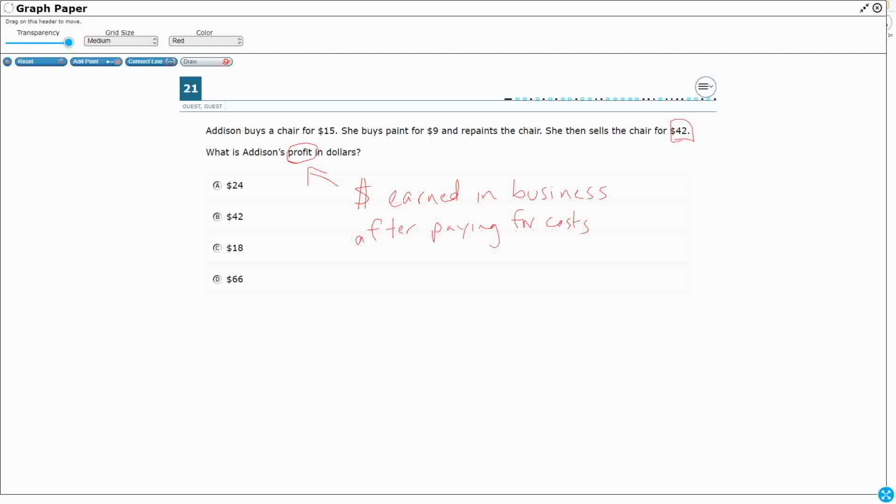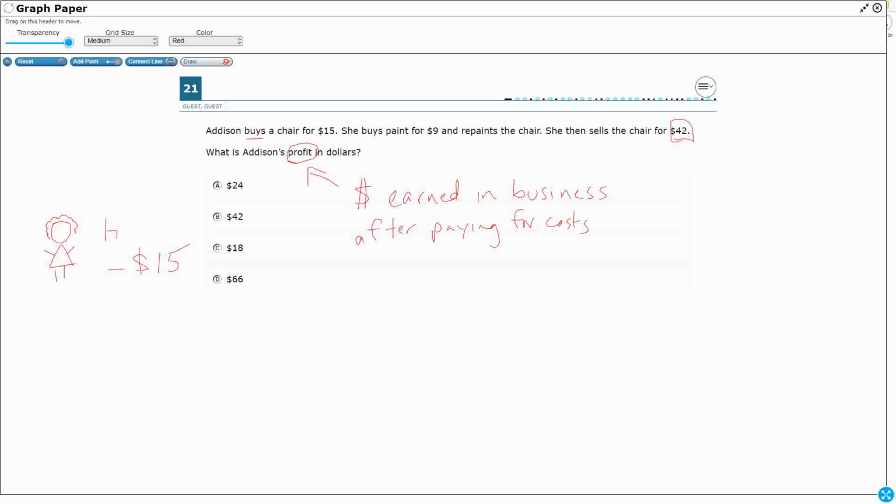Okay, so let's say that Addison right here, here's Addison. All right, so Addison buys a chair for $15. So when you buy a chair for $15, and let's say here's her little chair, right? When you pay $15 for something, you're actually losing money, right? You're giving money to the person selling it. So we need to call that a minus 15. So obviously she started with some money, right? Because she immediately gives away $15.